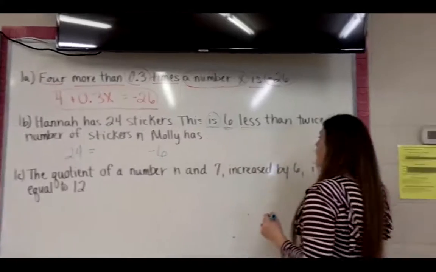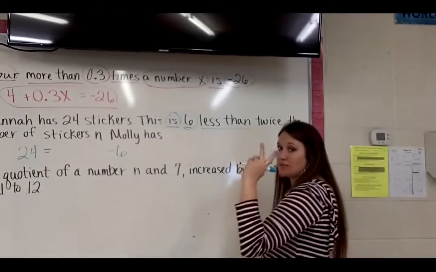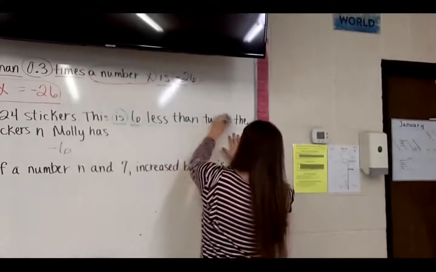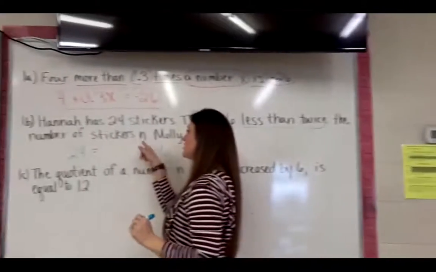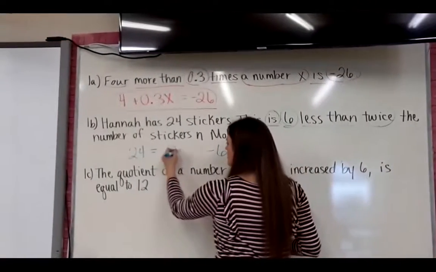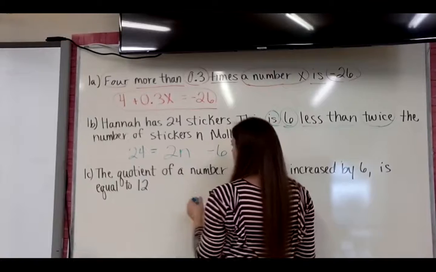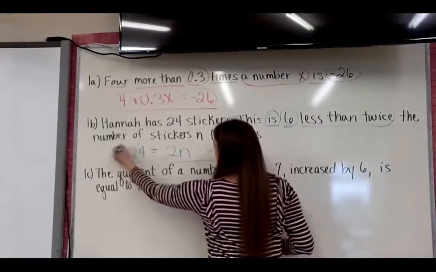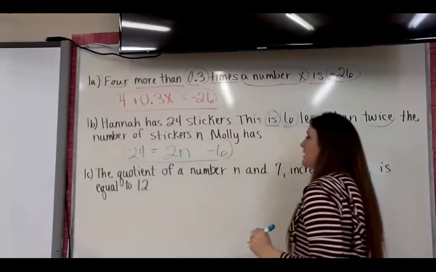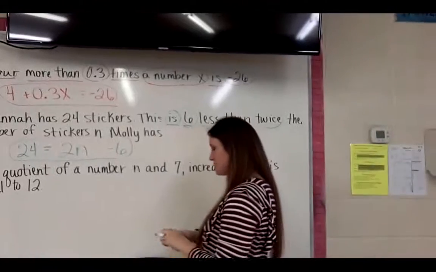So then I have twice. Twice means times 2. Twice the number of stickers, so 2 times n, that Molly has. So this is your equation: 24 equals 2n minus 6.